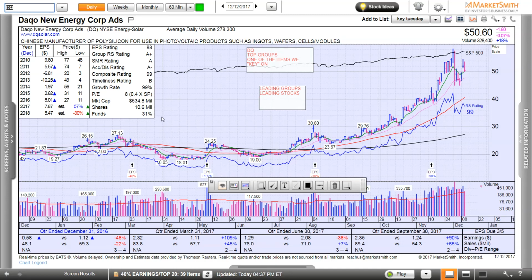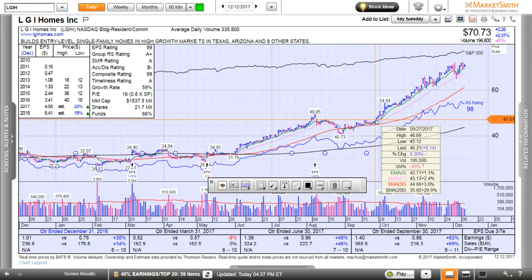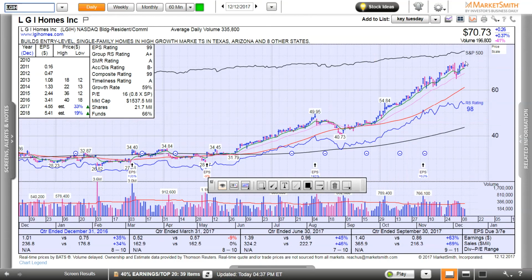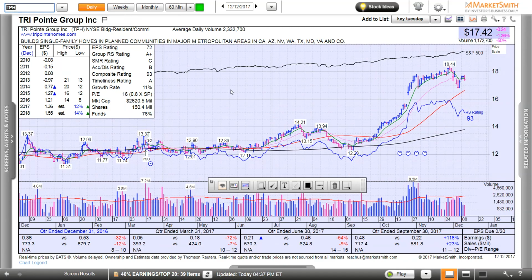Leading groups, leading stocks. So, here's another, building residential commercial, LGIH. Look at this nice breakout right here at around $47. 47 to 70, walking up the moving averages line. Pulte Homes had a little shelf right here, lifting through 27. It's a slow grinder, but it's moving up.